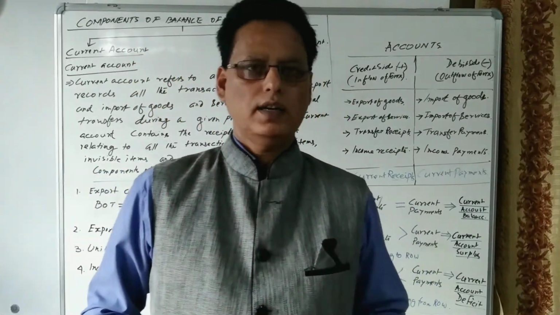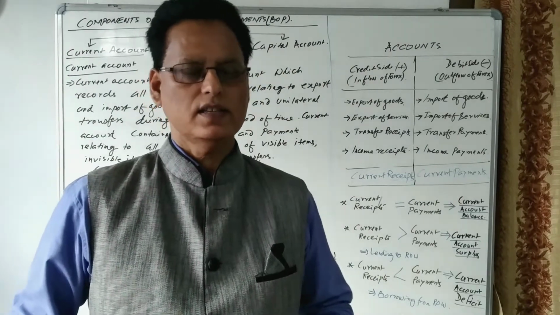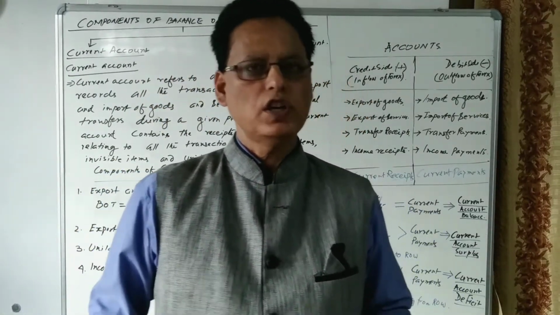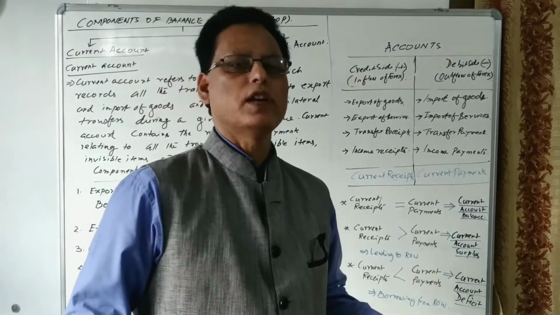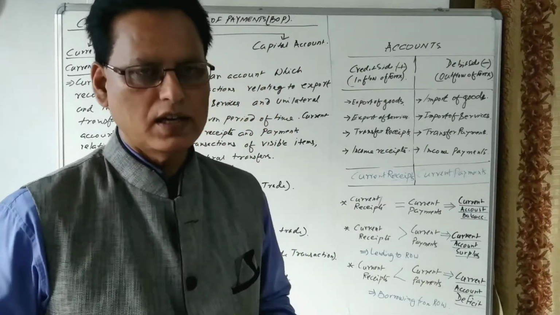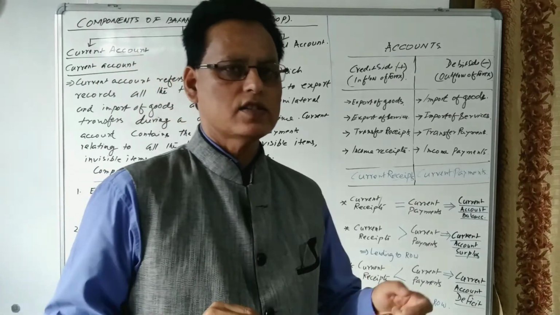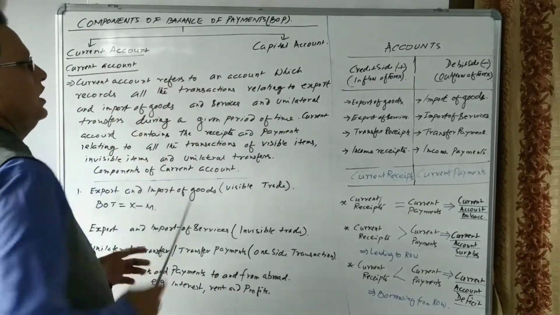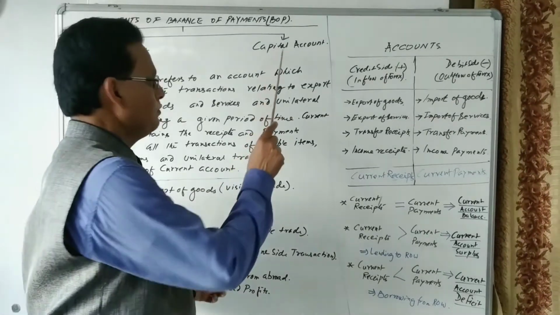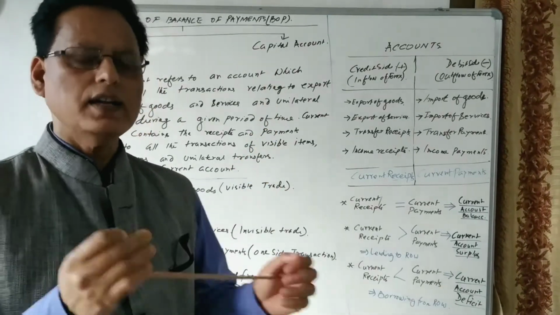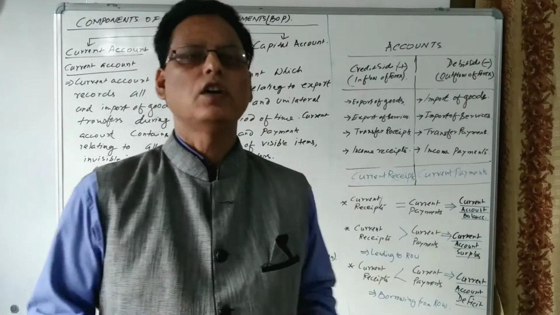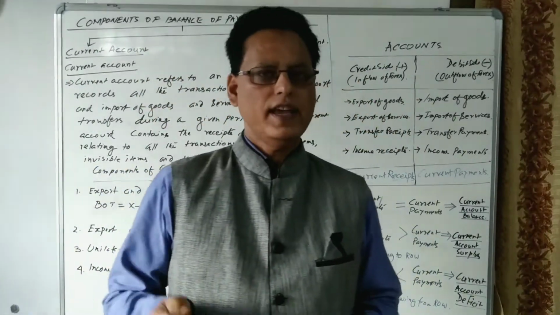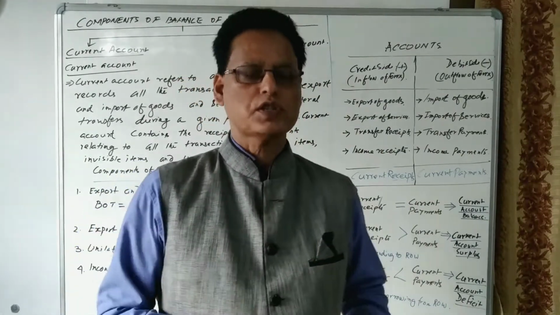In the last class, we have already discussed the meaning and structure of balance of payment. Today, we'll discuss the components of balance of payment. Balance of payment has two components: the first one is called current account, and the second one is called capital account.